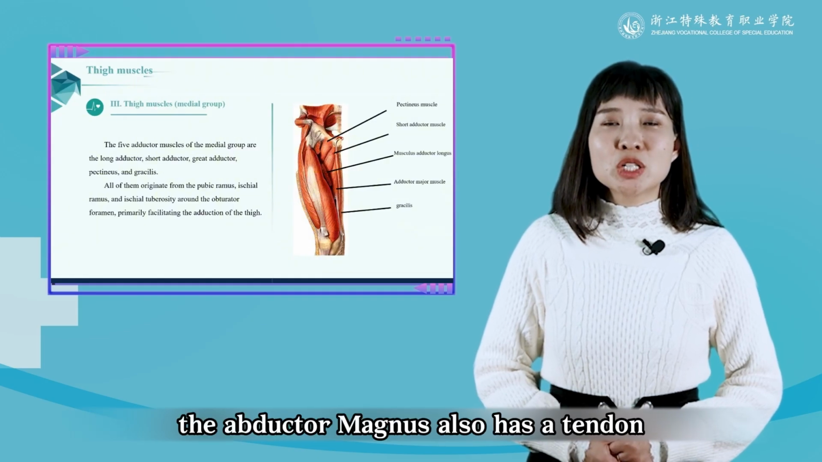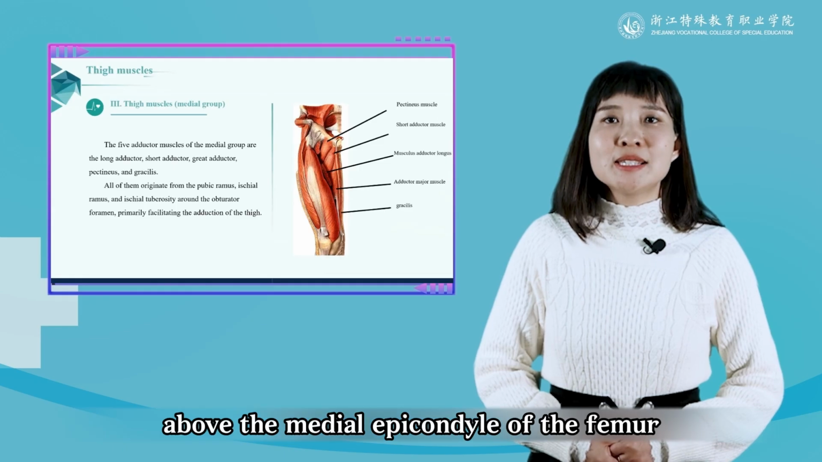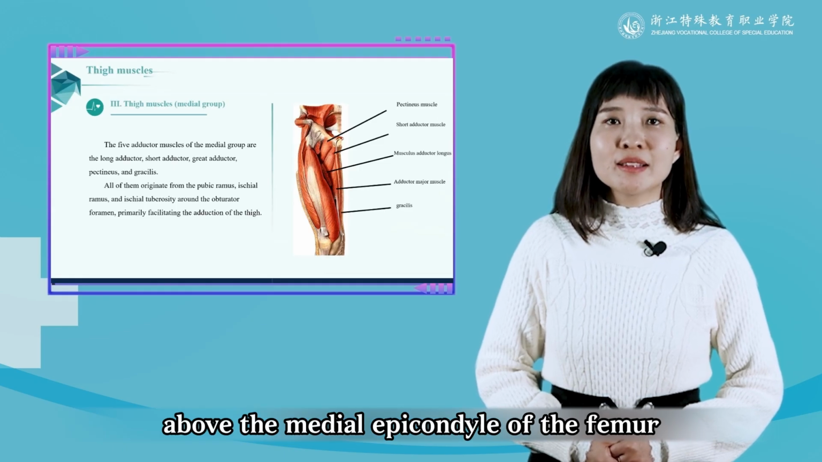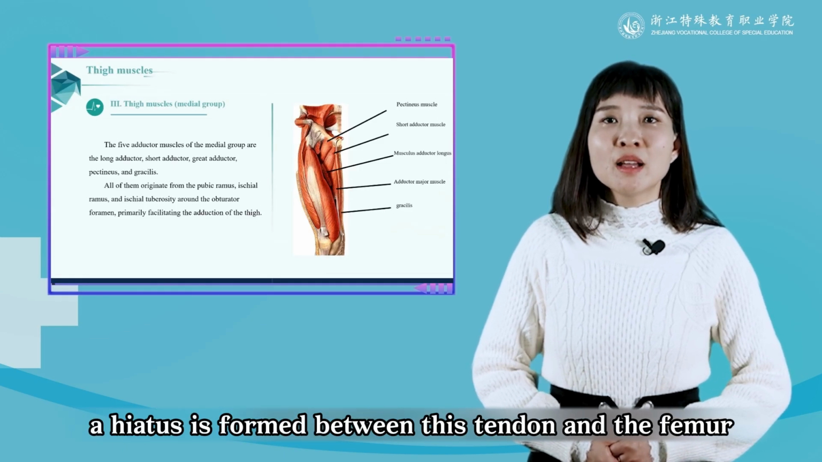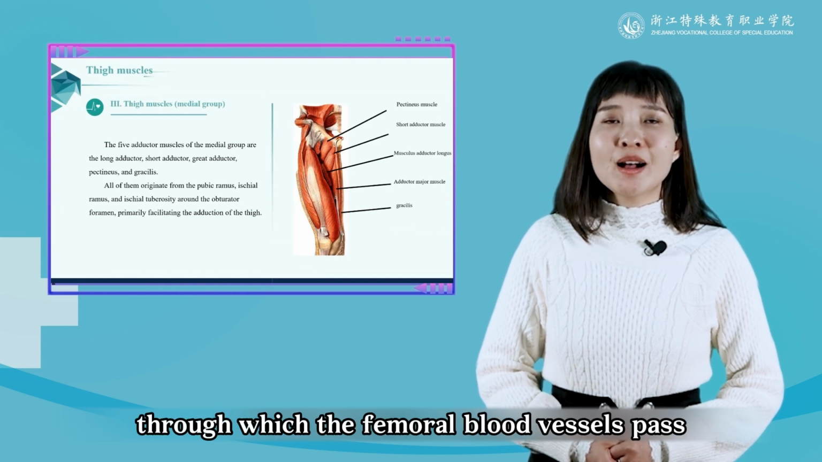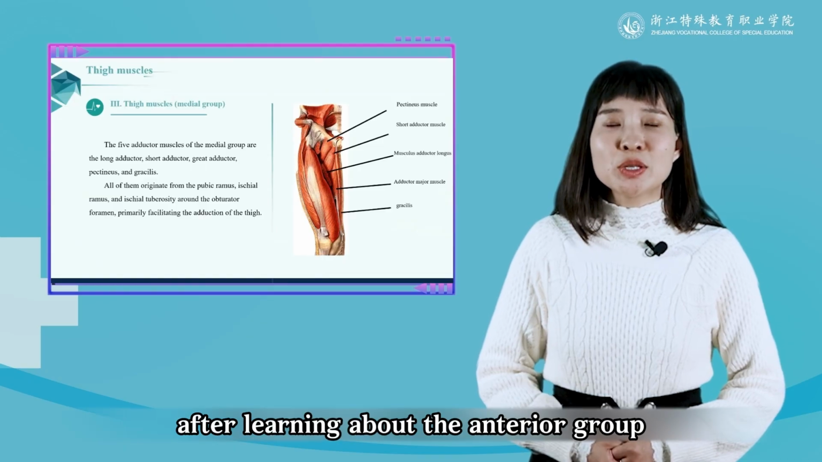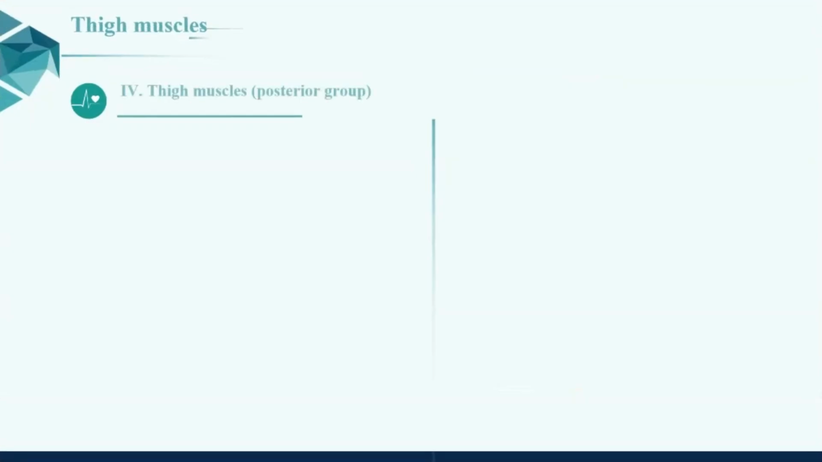The adductor magnus also has a tendon that terminates at the adductor tubercle above the medial epicondyle of the femur. A hiatus is formed between this tendon and the femur, which is called the adductor hiatus, through which the femoral blood vessels pass. After learning about the anterior group and medial group, let's look at the posterior group.